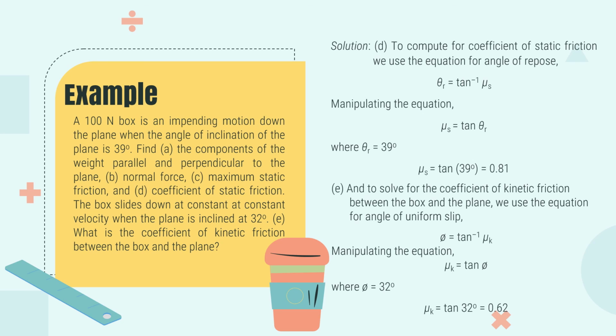For problem E, to solve for the coefficient of kinetic friction between the box and the plane, we use the equation for the angle of uniform slip, which is phi is equal to inverse tan mu sub k. Manipulating this equation, mu sub k is equal to tan phi, where phi is 32 degrees. Now mu sub k is equal to tan 32 degrees, which is 0.6200.